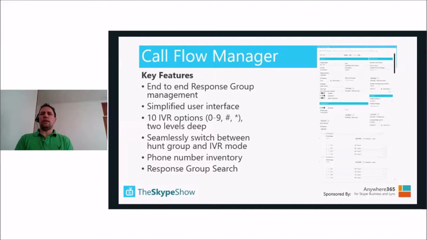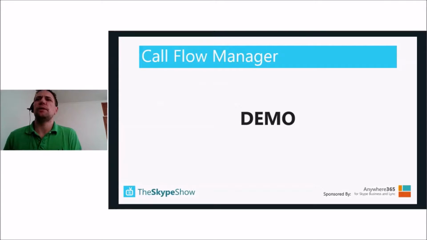And also I've added some additional things, like phone number inventory, which essentially looks at your unassigned number ranges and compares it to what you've assigned, and allows you to search using the response group search. Among other things, you can search for workflows and queues and things like that. So I think we'll jump straight into a demo now, just to show you the power of this tool and give you a real feel for what it can do.